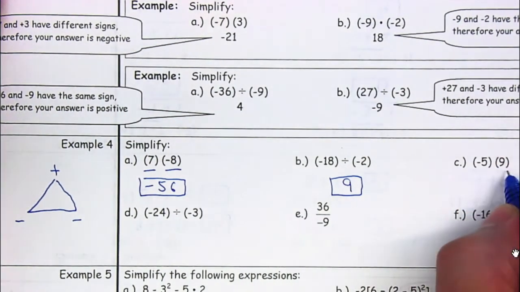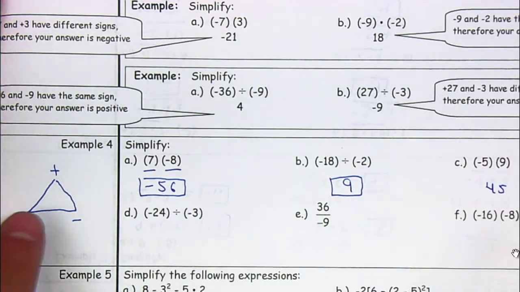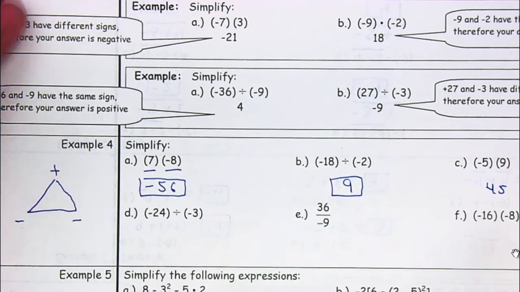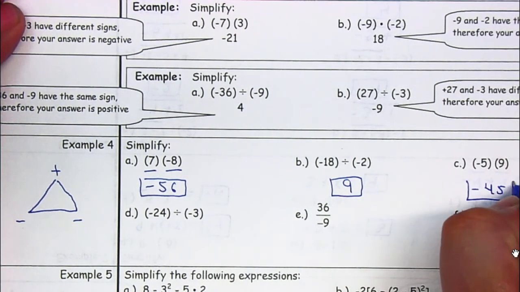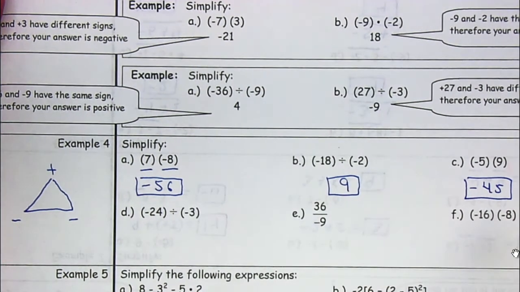We have a negative 5 times 9. As 5 times 9 is 45, if we multiply a negative times a positive, it's a negative. Go and try the next three. See if you guys can work it by yourselves.